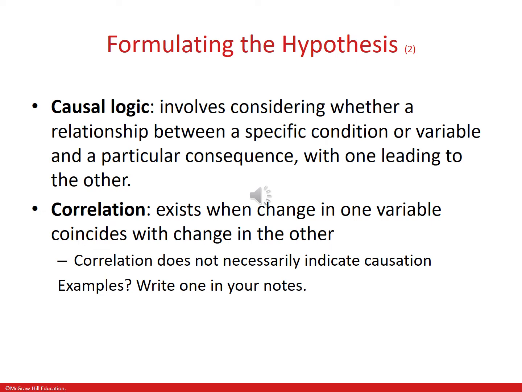Scientific studies often try to find cause and effect connections. Causal logic involves considering whether a relationship is cause and effect, with one variable leading to another. A correlation exists when a change in one variable coincides, but doesn't necessarily cause a change in the other. It might, but we can't be sure. A correlational relationship does not necessarily indicate a causal relationship.